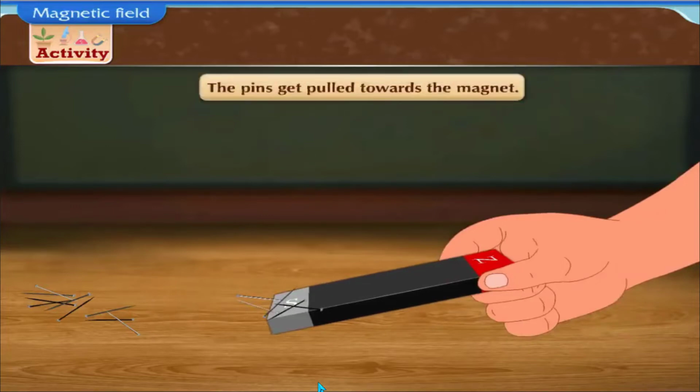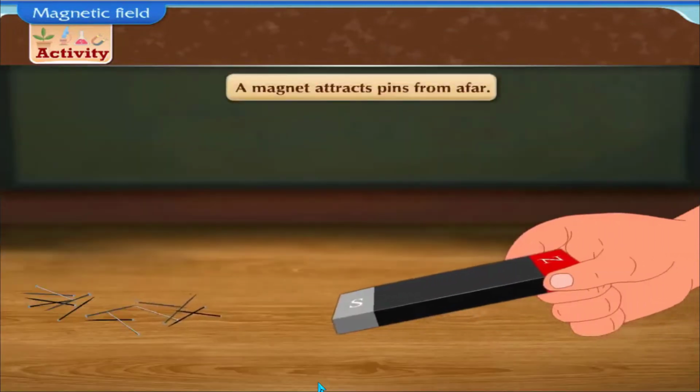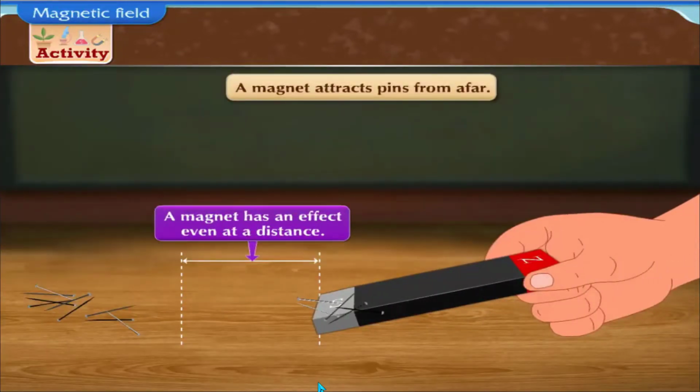We observe that the pins get pulled towards the magnet. This activity shows that the magnet attracts pins from afar. That is, a magnet has an effect even at a distance. Come, let us perform one more activity.